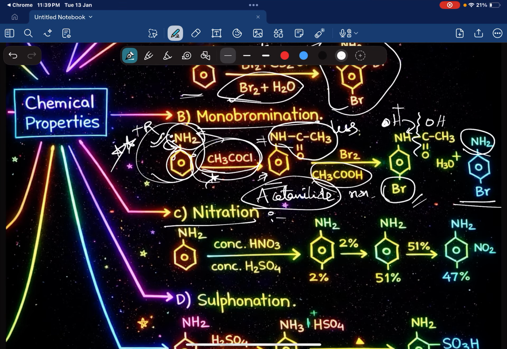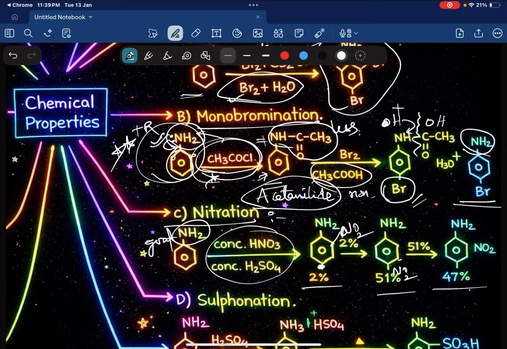Coming to nitration, very important. Aniline with nitrating mixture gives all three products. Till now we have discussed that NH2 is a good activating group, but we are getting even the meta compound. So here is the important question. It gives ortho nitroaniline, para nitroaniline, and meta nitroaniline. So meta is also possible to form.